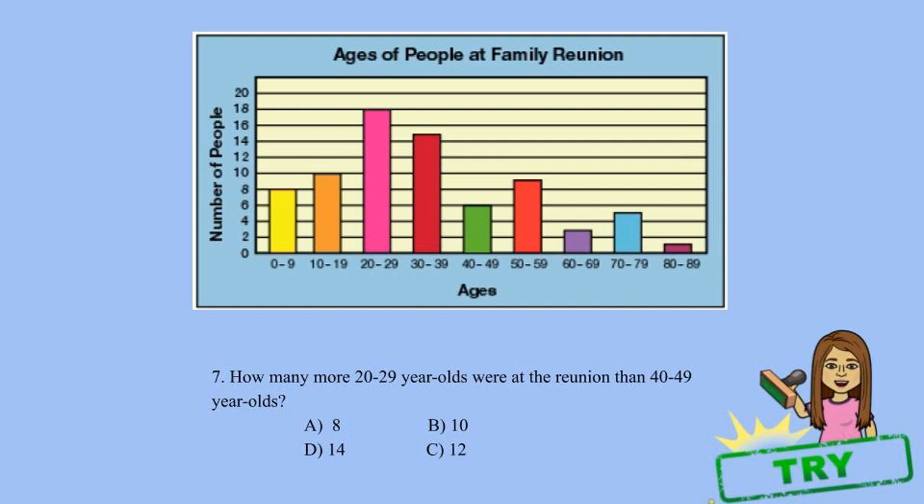To do this, you're going to have to measure how many 20 to 29-year-olds were there, which is here, looking at the pink bar, it's 18. And then you're going to look at how many more were there than 40 to 49-year-olds. So 40 to 49-year-olds were 6. So to answer this question, I have to take 18 and subtract 6. So the answer from 18 minus 6 would be 12. So the answer here would be C.